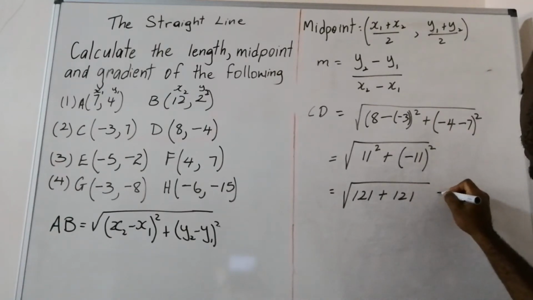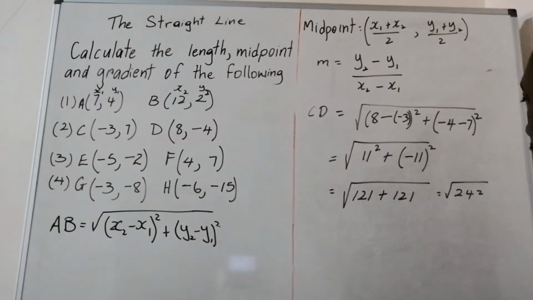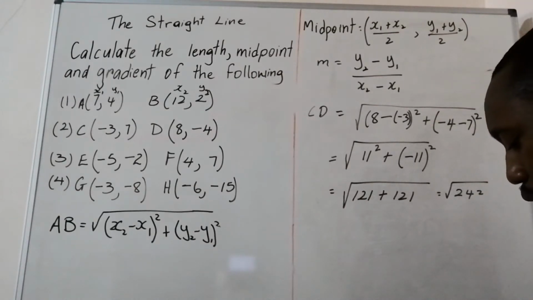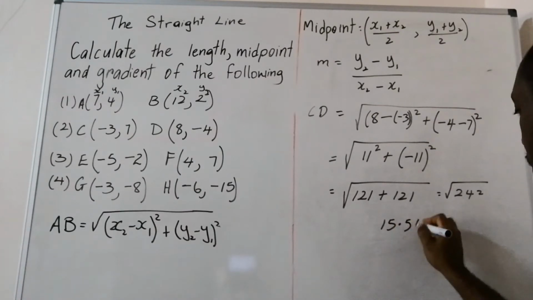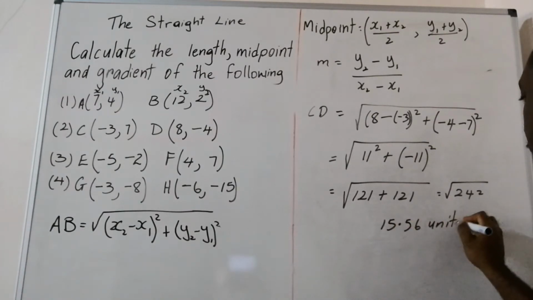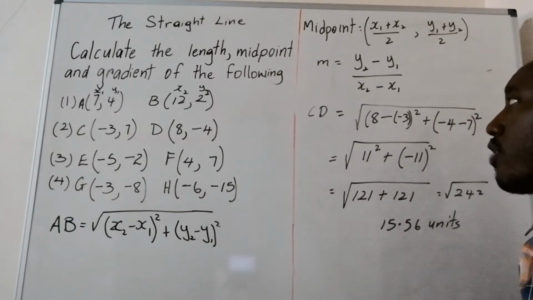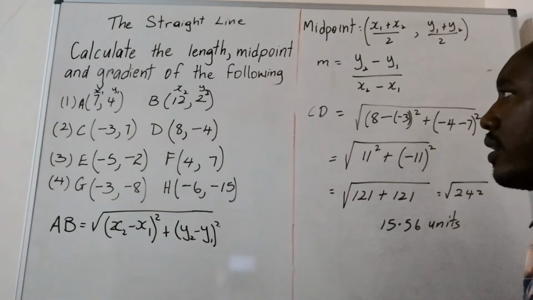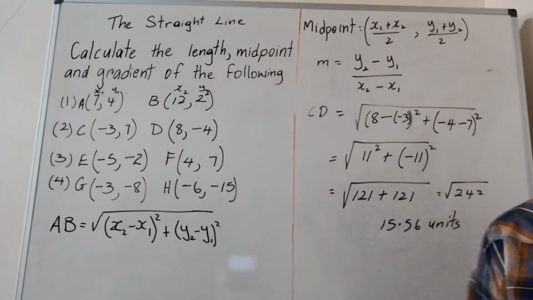So now we need to find the square root of 242. Check your calculators for the square root of 242, which will be approximately 15.56 units. All right, and there we have our answer. Now what you can do is pause the video and try to do the midpoint and the gradient to see if we have the same answer when we work it.